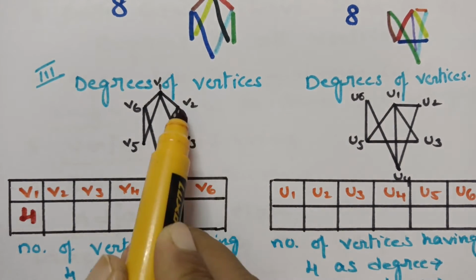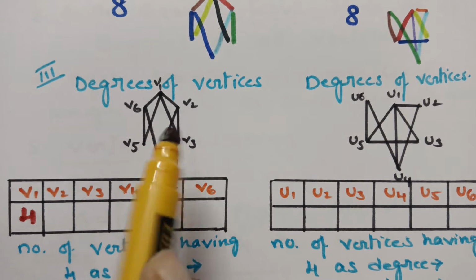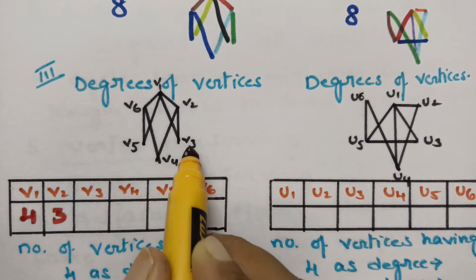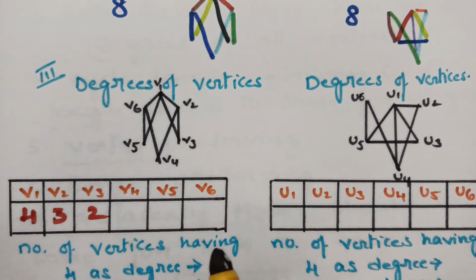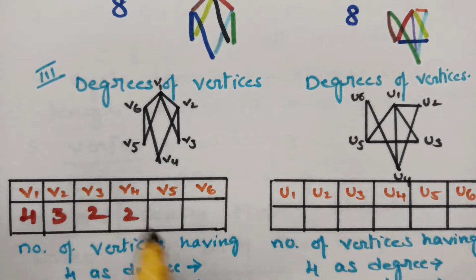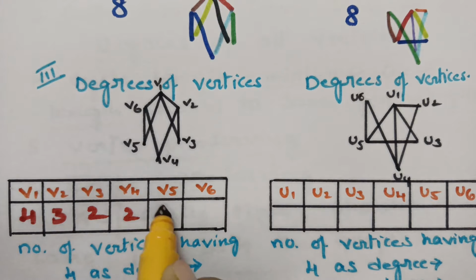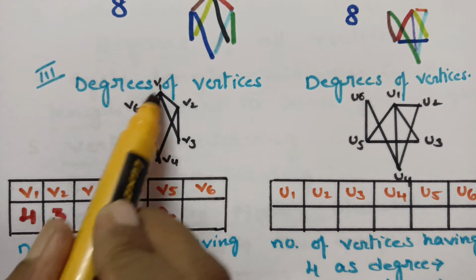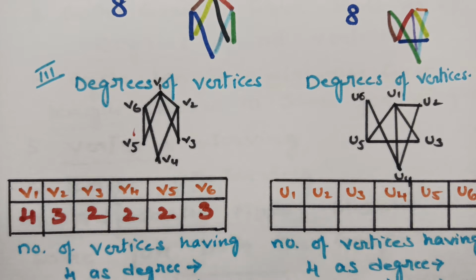For vertex V2, how many edges are there corresponding to V2? 1, 2 and 3. Therefore, the degree of V2 is 3. For V3, there are only 2 edges, 1, 2, so the degree is 2. For V4 also 1 and 2, so the degree of V4 is 2. For V5, 1 and 2, the degree of V5 is 2. For V6, 1, 2, 3, so the degree of V6 is 3.